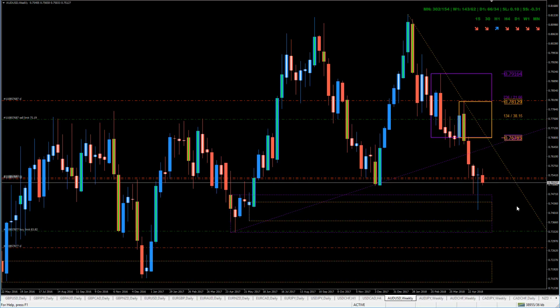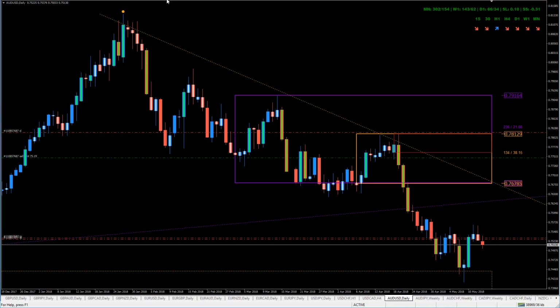So we have this trend line here. This is the area of monthly supply that broke this monthly trend line. This is the weekly supply within the monthly that caused the break of the trend line, so the origin of the move lower. And so now we go down to the smaller time frame, daily chart, and we have a look at this one here.